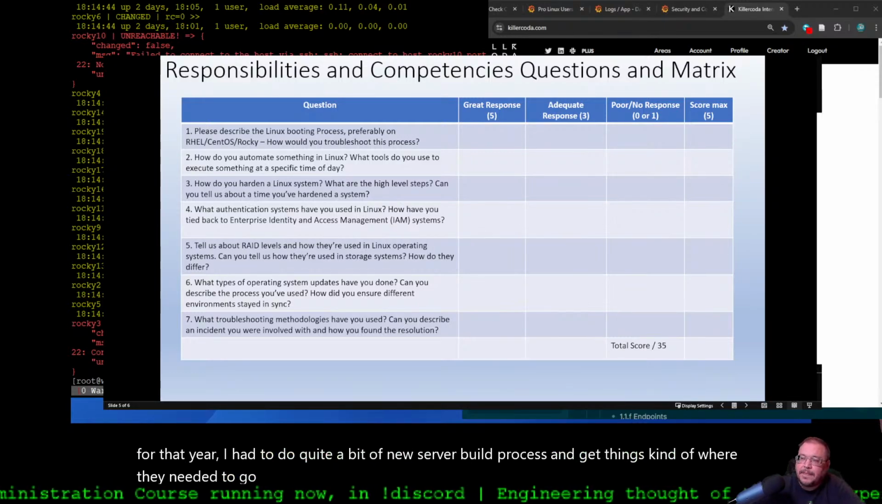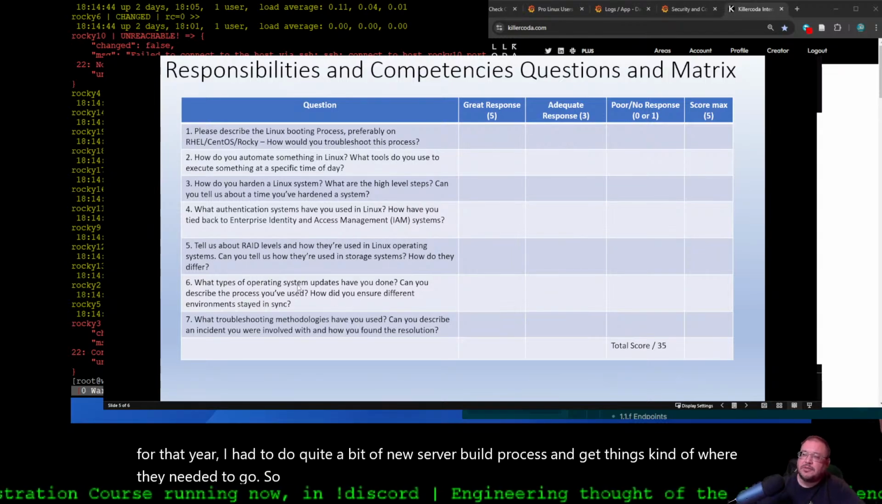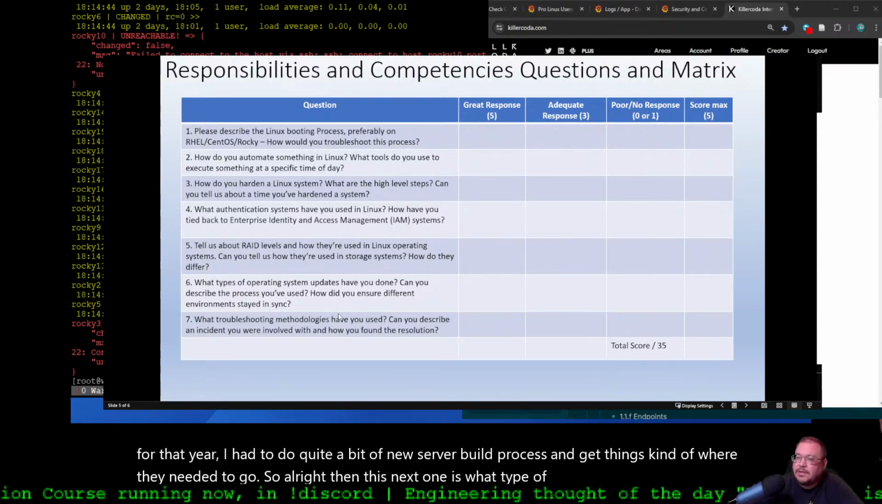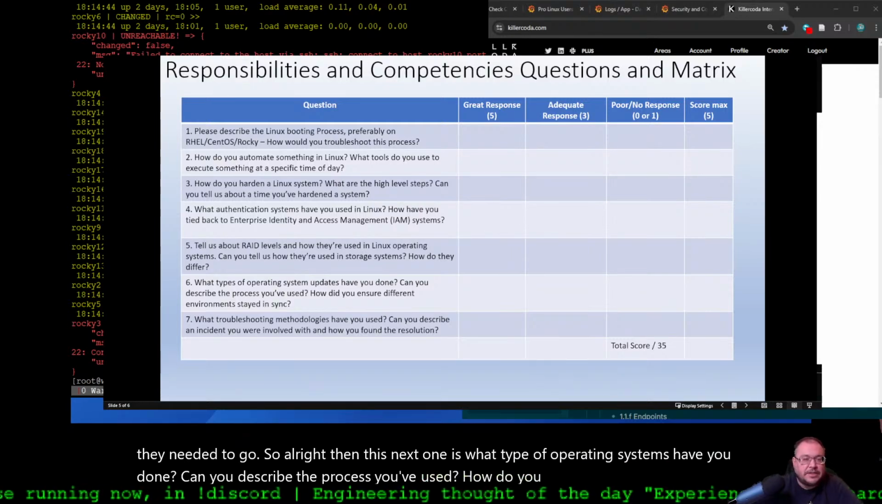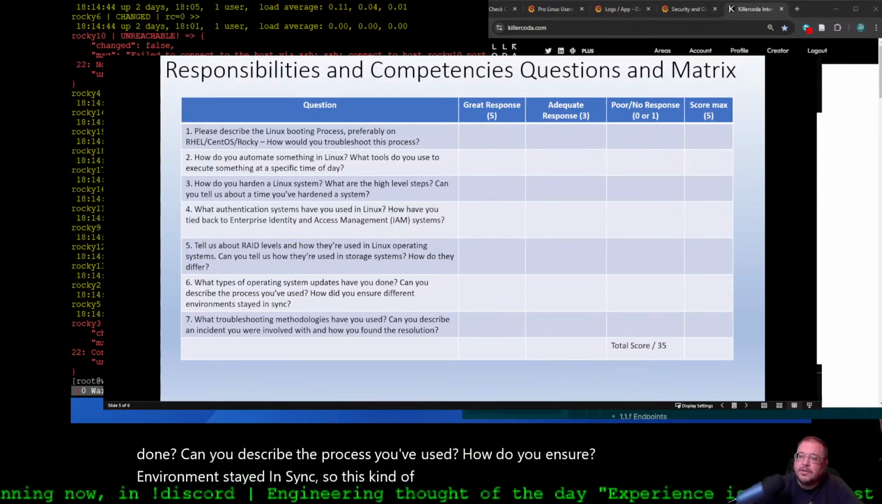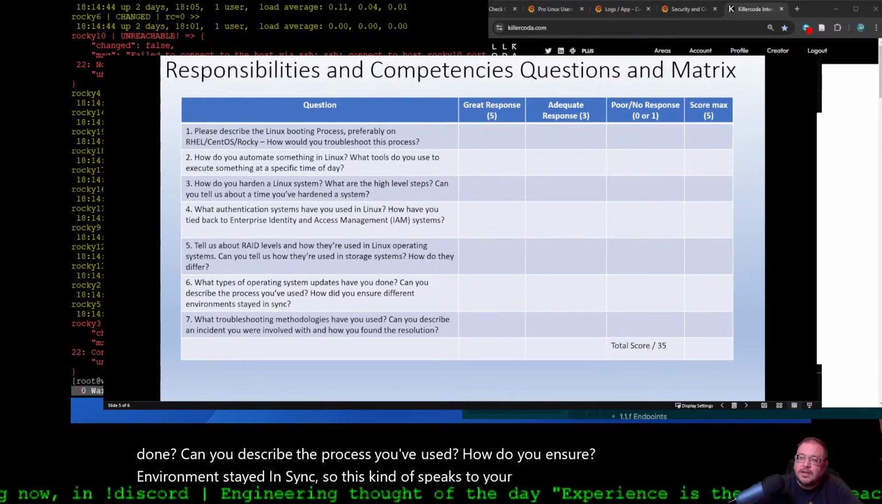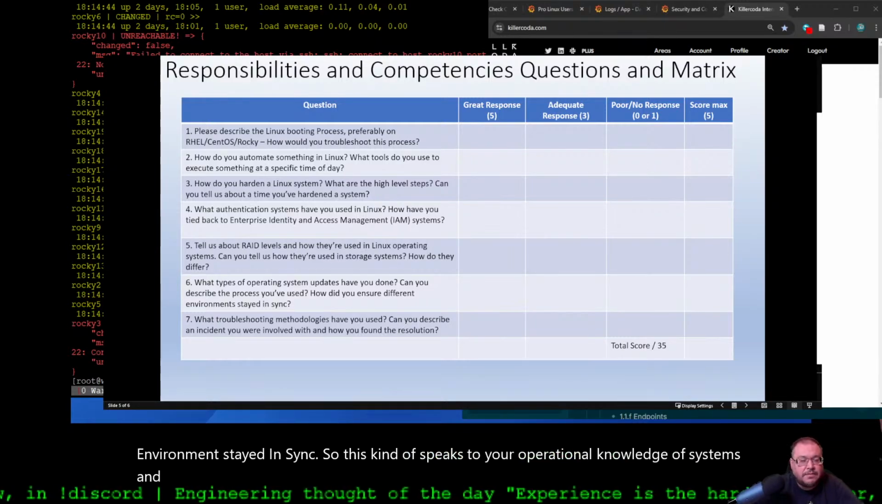All right. Then this next one is, what type of operating systems have you done? Can you describe the process you've used? How do you ensure different environments stayed in sync? This speaks to your operational knowledge of systems.